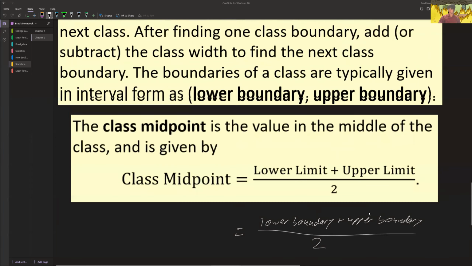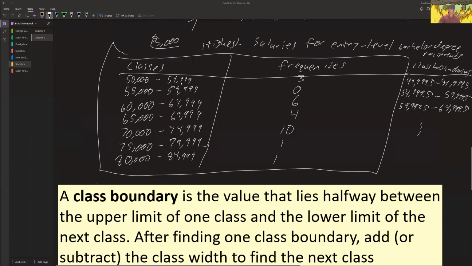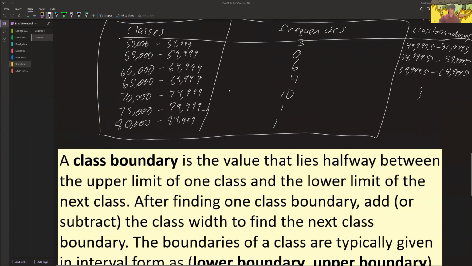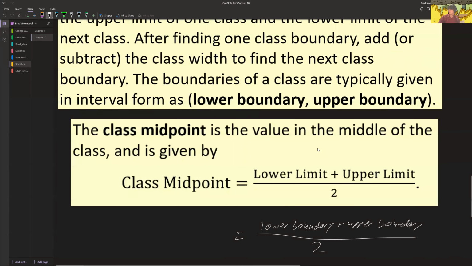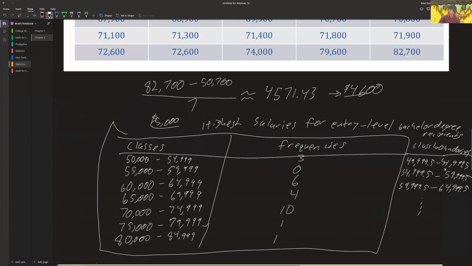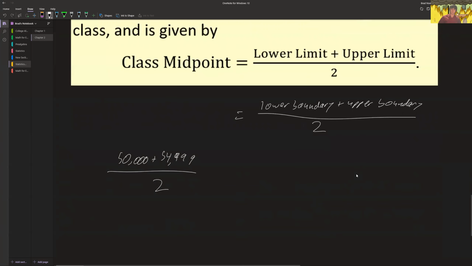Using whichever you prefer is going to work just fine here. So if I wanted to find the class midpoint of this example here, I would just take my 50,000 plus my 54,999 divided by 2. I could also use my class boundaries, as I mentioned. It's going to be the same thing either way, so it's up to you. And I find that I get 52,499.5.